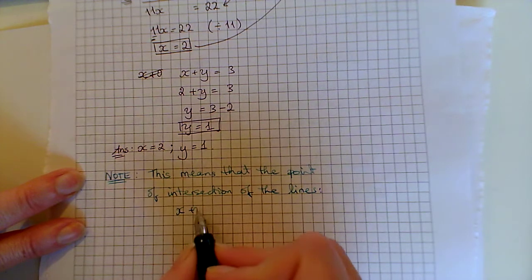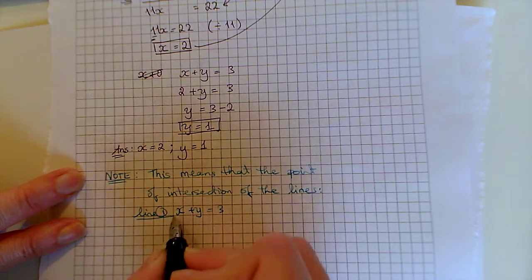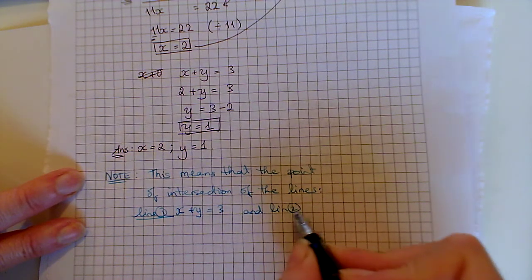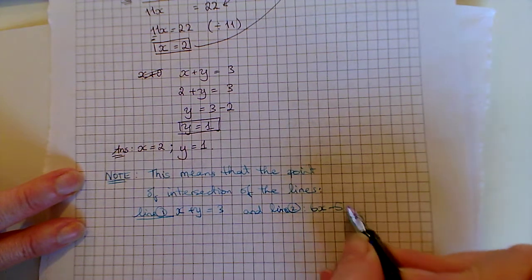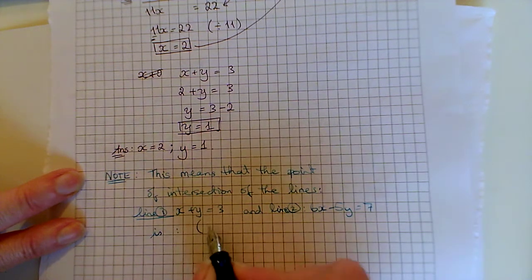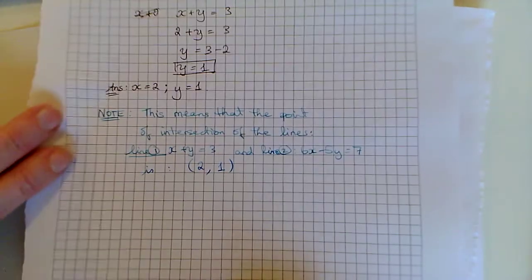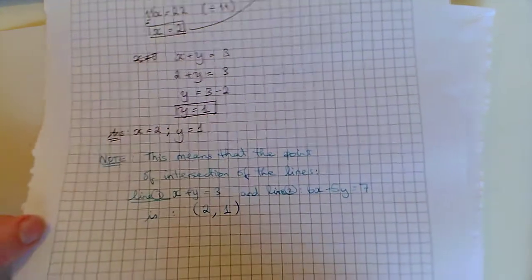x plus y equal to 3, so that's my line 1, and my second line, line 2, 6x minus 5y equal to 7, is at the point where x is 2 and y is 1. So that's what we're doing there. That's what that means. Okay, I hope that makes some sense.